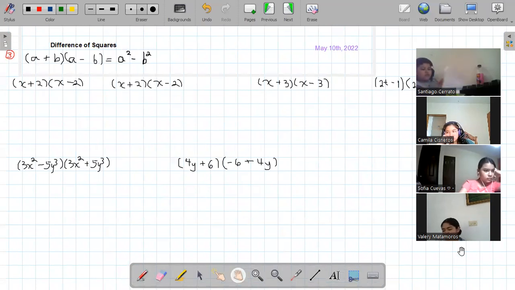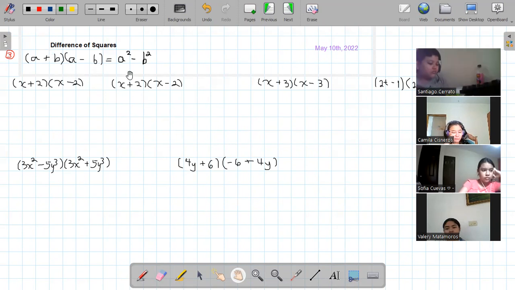What's the particularity of a difference of squares? The particularity is that we have the same monomials, but one is an addition and the other one is a subtraction. So they're exactly the same numbers, but one is an addition and one is a subtraction, or it can also be the other way around. It doesn't matter which parenthesis goes first, okay?